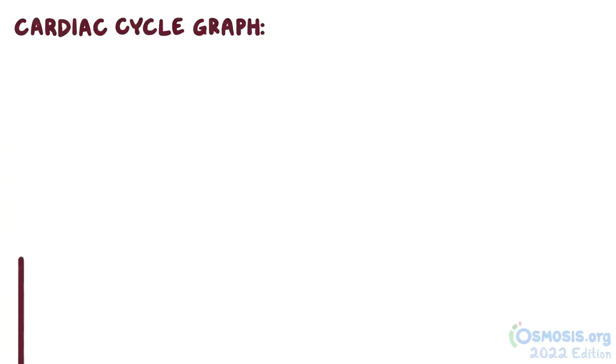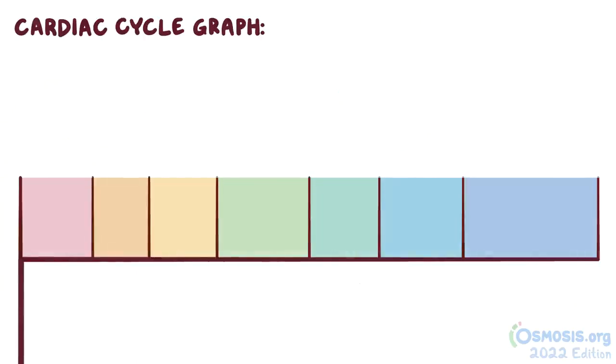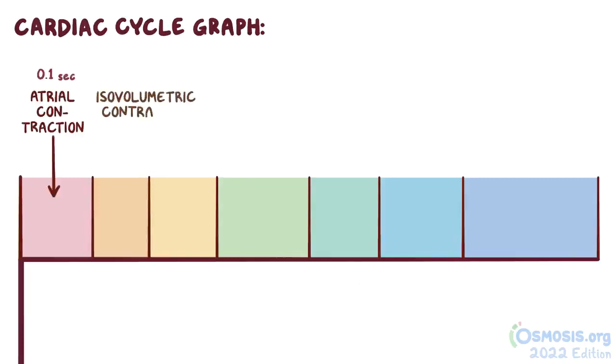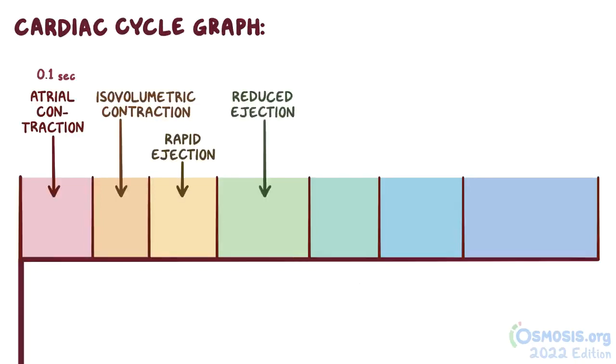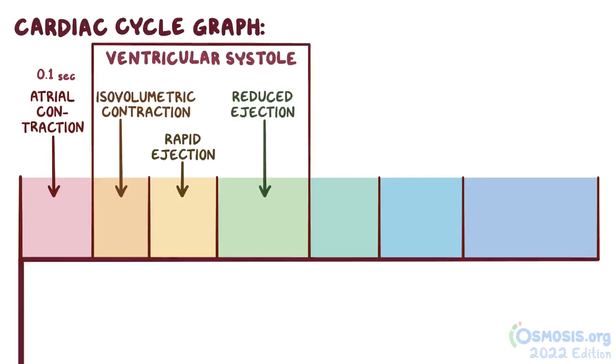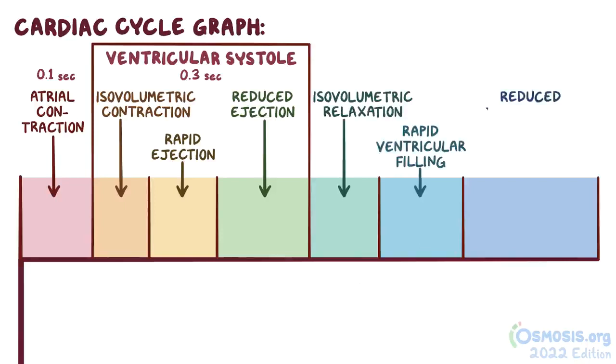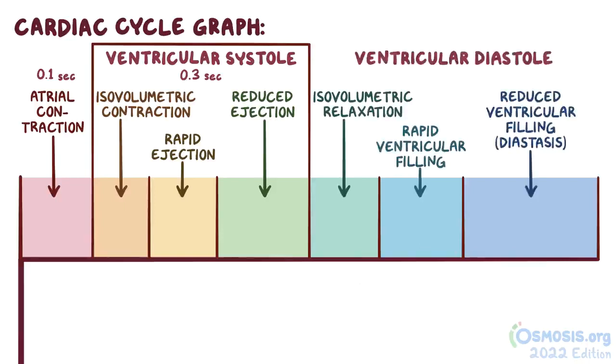And right above the graph, we'll write the 7 phases of the cardiac cycle. The first phase is the atrial contraction, which lasts about 0.1 seconds. Next, isovolumetric ventricular contraction, rapid ventricular ejection, reduced ventricular ejection, are phases of ventricular systole, and together they last about 0.3 seconds. The last 3 phases, isovolumetric ventricular relaxation, rapid ventricular filling, and finally reduced ventricular filling, also known as diastasis, are phases of ventricular diastole, and together they last about 0.4 seconds.